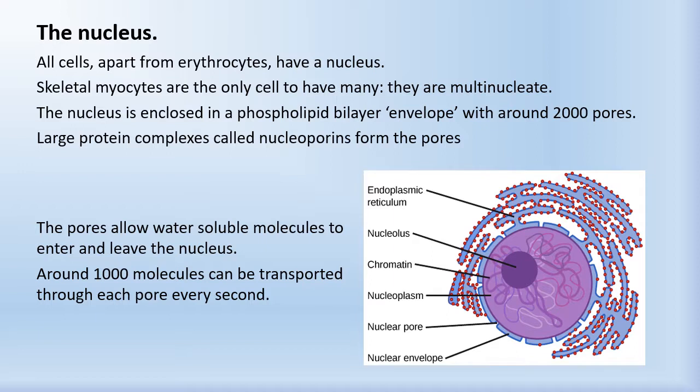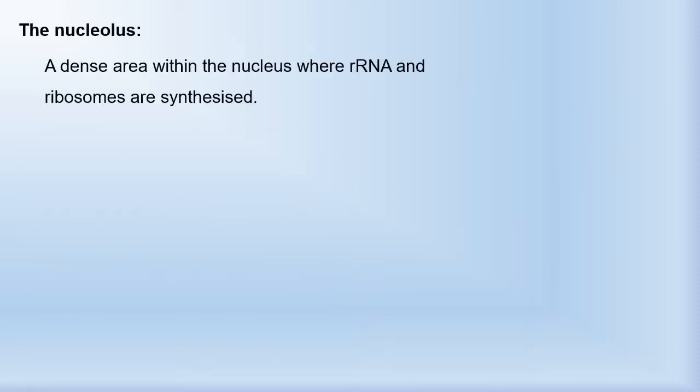In the diagram, find the pores and see how many lead into the endoplasmic reticulum. Also note the nucleolus, the chromatin, and the red dots on the endoplasmic reticulum. The nucleolus then is a dense area within the nucleus where rRNA and ribosomes are synthesized. Remember, rRNA is ribosomal RNA, and it forms the ribosomes that are found on the endoplasmic reticulum outside the nucleus.